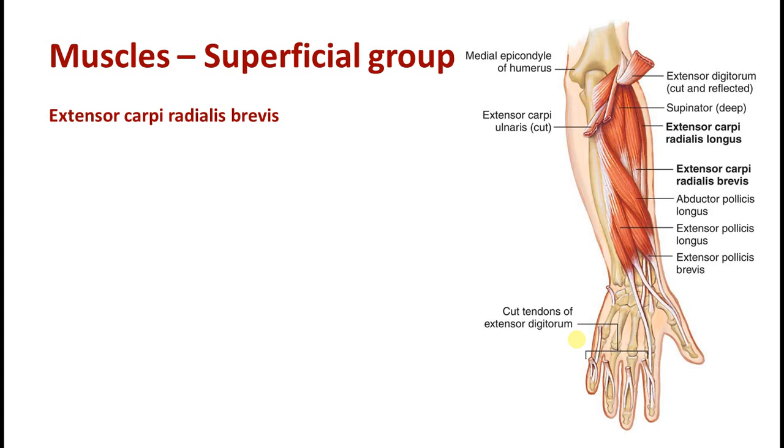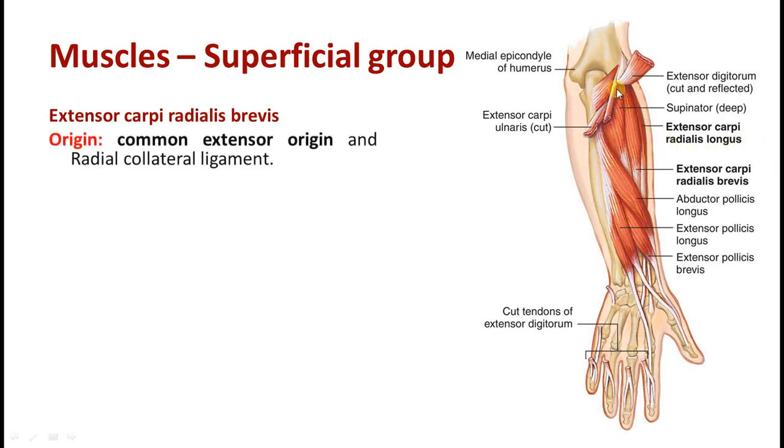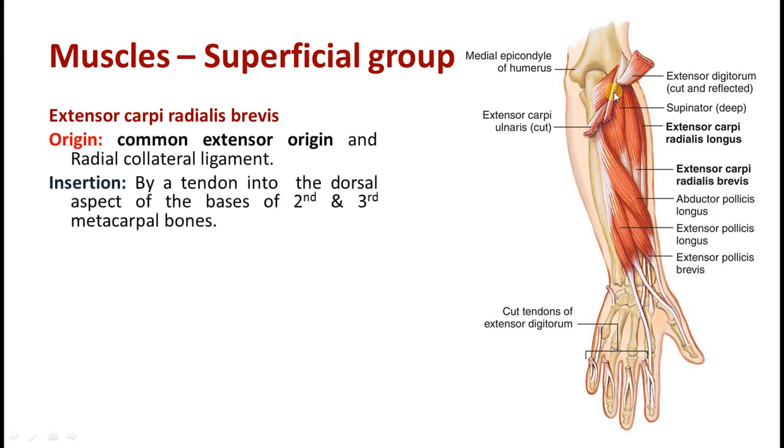The next muscle you see here is the extensor carpi radialis brevis, from the common extensor origin and also from a ligament on the lateral side of the elbow joint, that is the radial collateral ligament. So it arises from the radial collateral ligament and also from the common extensor origin, that is from the lateral epicondyle, and it gets inserted by a tendon into the base of the second and third metacarpal.